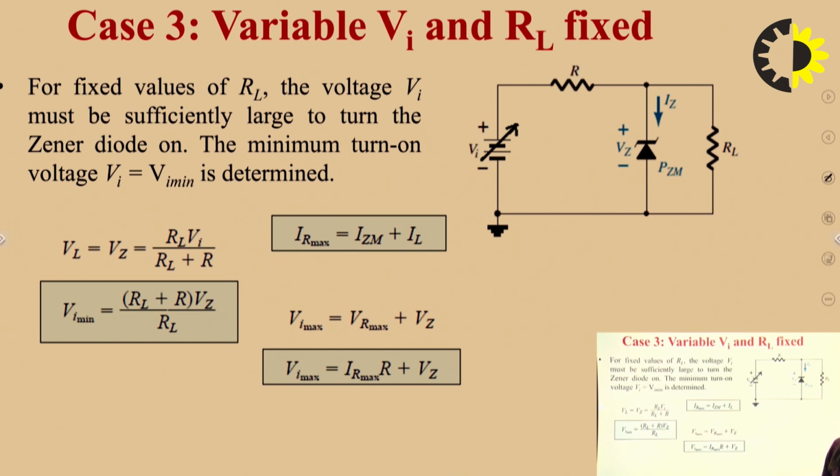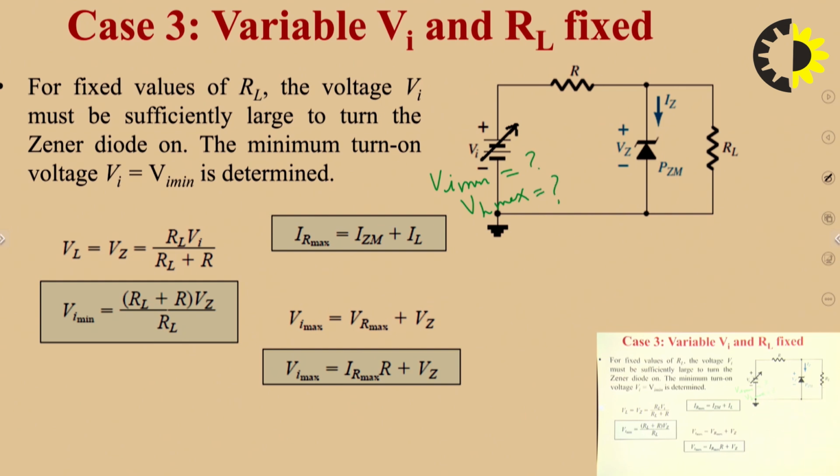Now case 3, variable Vi and RL fixed. Now this RL is fixed and this Vi is variable. Input voltage is being varied, whereas this RL is fixed. So we need to find out Vi minimum and Vi maximum. Okay, so we need to find out this thing and this thing.